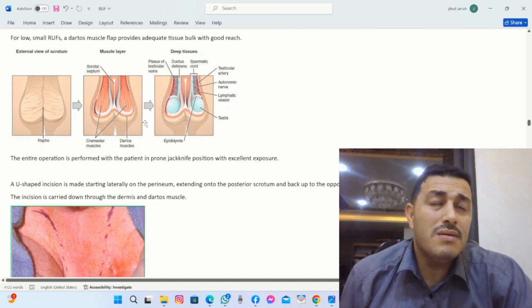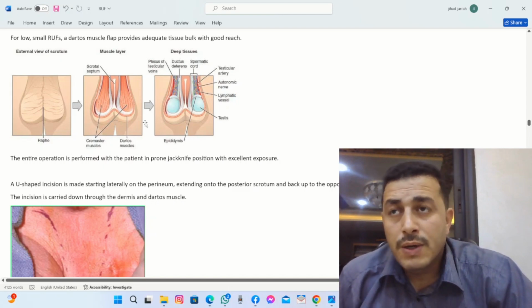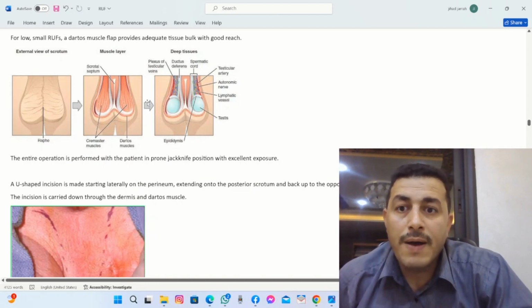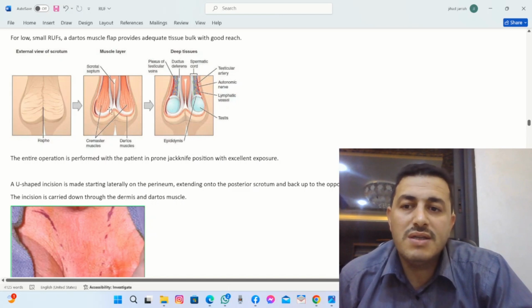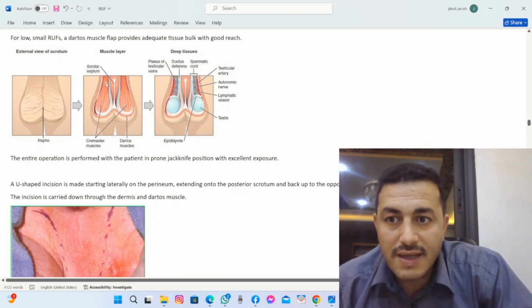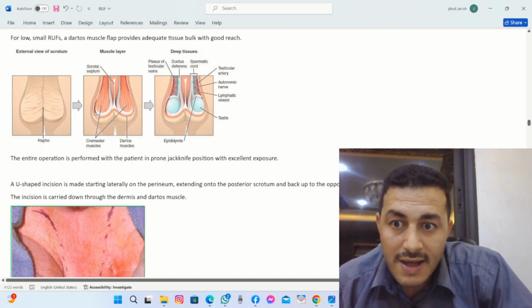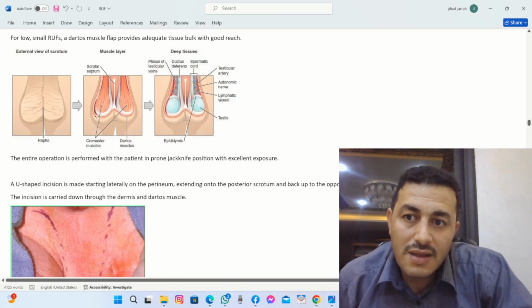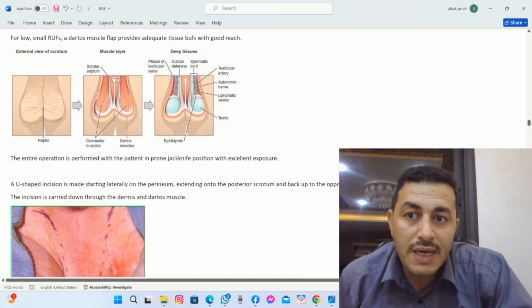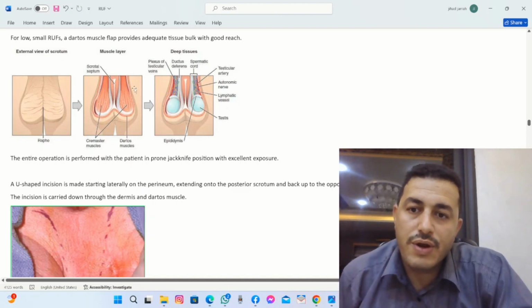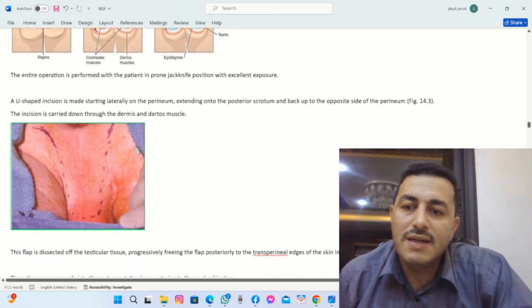The dartos muscle is one layer of the scrotum. If you remember, when preparing in your residency program for the layers of the scrotum until we reach the testis, we have the dartos muscle. Actually, here it is. This is the cremasteric muscle. This is the dartos muscle. What we do is we dissect and free this muscle from the scrotum and bring it to the perineum to put it between the rectum and urethra. This is the dartos.